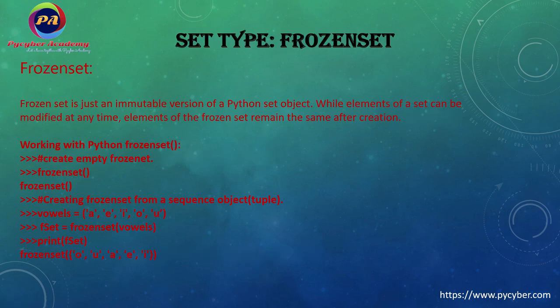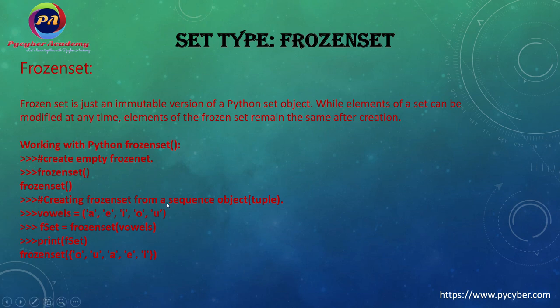The next set type is the frozenset. A frozenset is the immutable version of a Python set object. While elements of a set can be modified at any time, elements of a frozenset remain the same after creation. So once we create a frozenset object, we can't modify it. If we create an empty frozenset, we can't add any element to it.